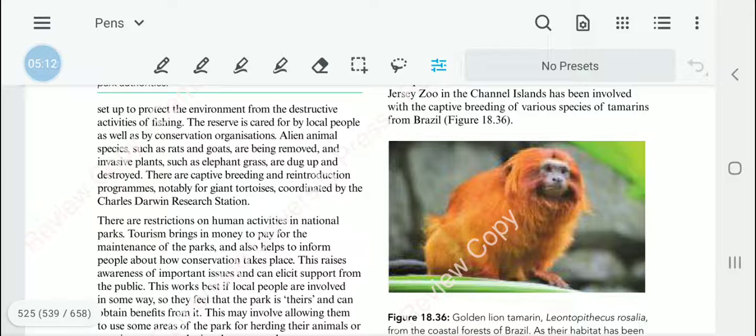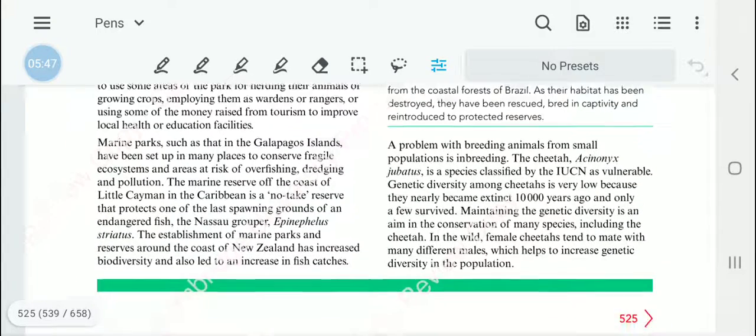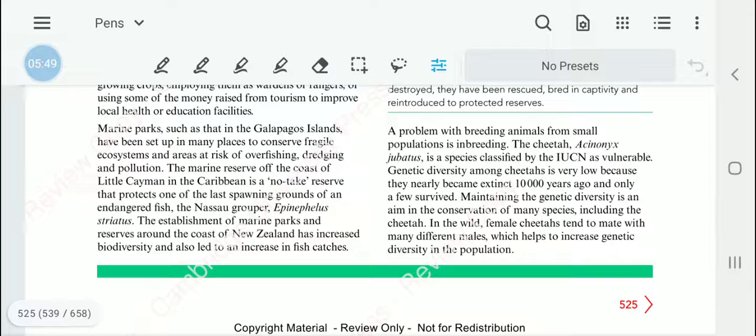Now, tourism is actually something that should be done to maintain these parks. Some people are against tourism in these national parks, but actually it is a way of teaching people why these animals need to be protected, because then they will know the beauty of the natural world, and they will start loving the animals and plants, and as a result they will want to protect these things.